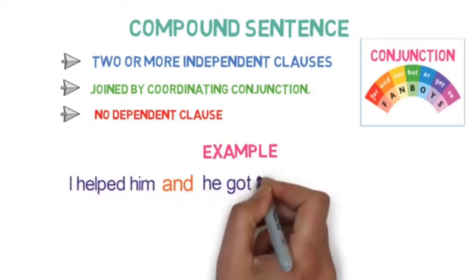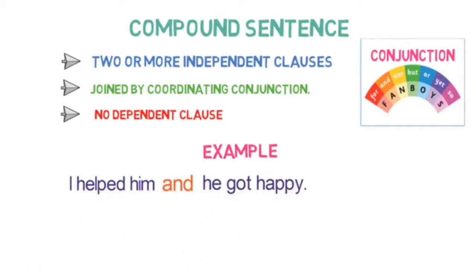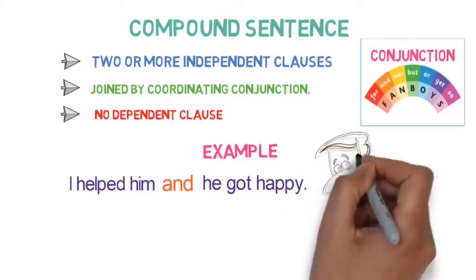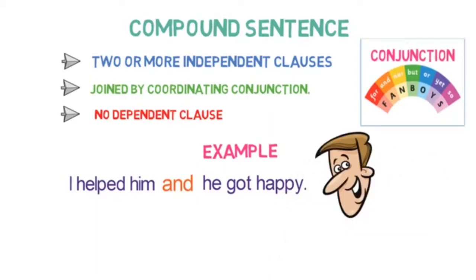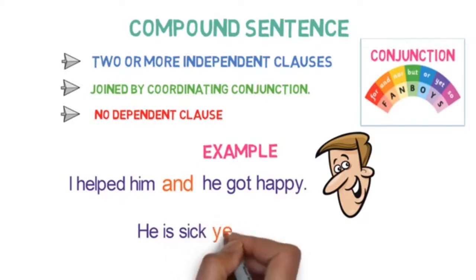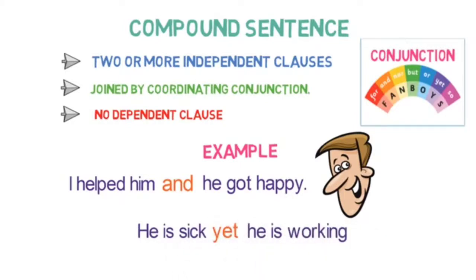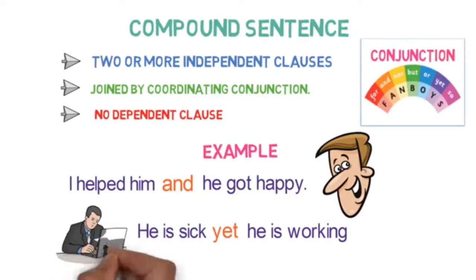Now let's look at the example. I helped him and he got happy. Here, and is the coordinating conjunction which connects the two independent clauses. And look at the next example. He is sick, yet he is working. Here, yet is a coordinating conjunction which connects two independent clauses.